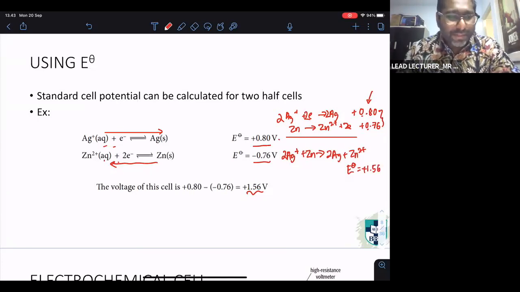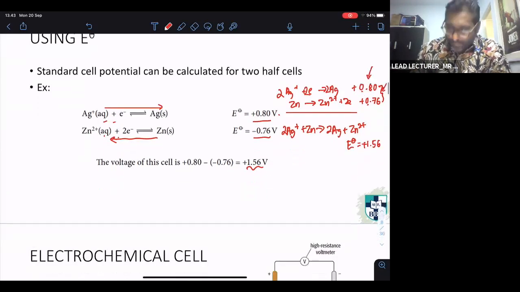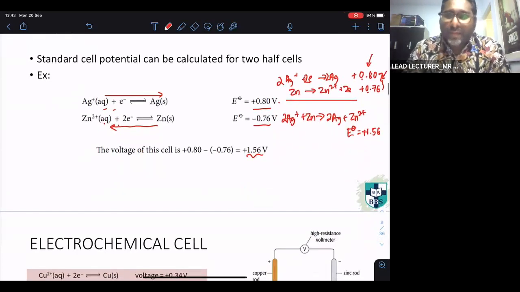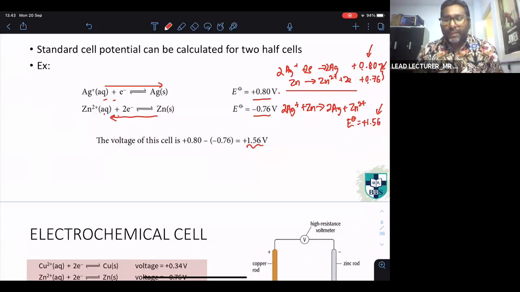I think my connection. Okay, hold on. The next step is going to be, you can see, it's going to be 1.56 volt. So these are the things that you must remember from this chapter.